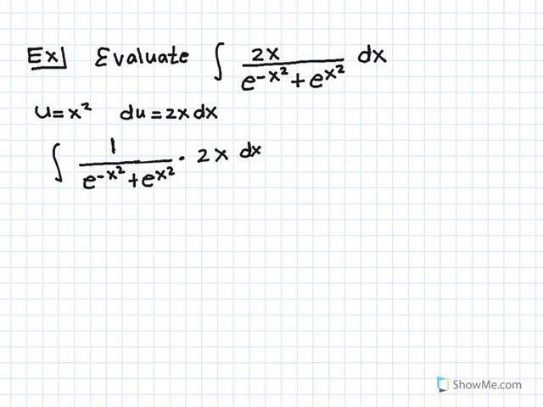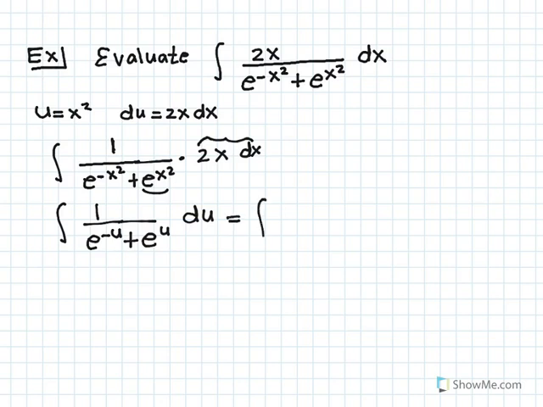All right, so we can rewrite this as 1 over e to the minus u, because u is equal to x squared, plus e to the x squared is going to be e to the u, and 2x dx, this part is just the differential du. Now we need to do some algebra on this before we can solve it. So what we have is the integral of 1 over e to the minus u plus e to the u.